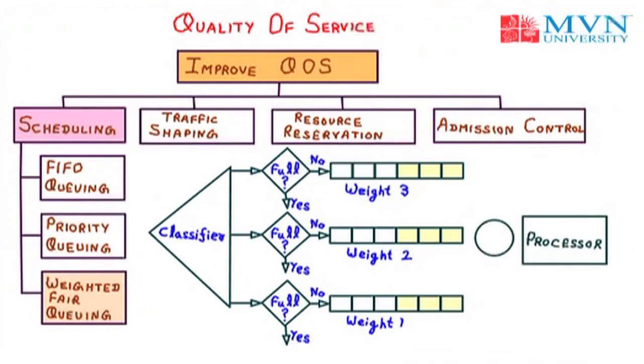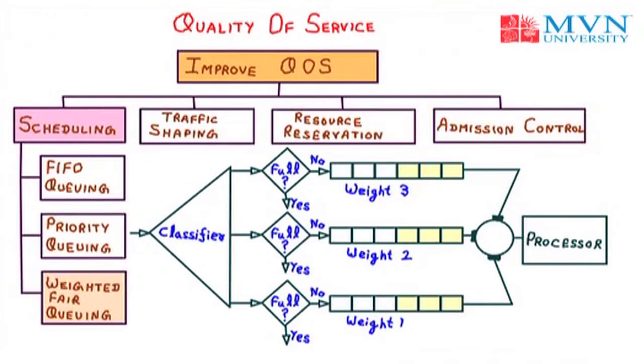The switch is connected with the processor. All the three queues are connected with the switch. Now let us suppose there is an arrival of the first packet. It is sent to the classifier. Now when the packet arrives at the classifier, it will send the packet to the particular queue. Now we are having the three queues, having weight 3, weight 2 and weight 1. Now if the queue is full, it will discard the packet, otherwise the packet is sent to the particular queue. Let us suppose the packet is sent to the weight 3 queue. Now in the processor we are having the switch which is connected to all the queues. Now the switch is rotary.